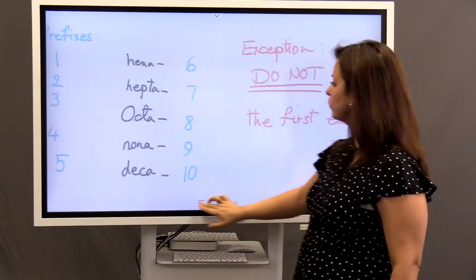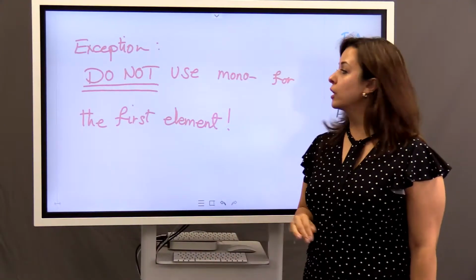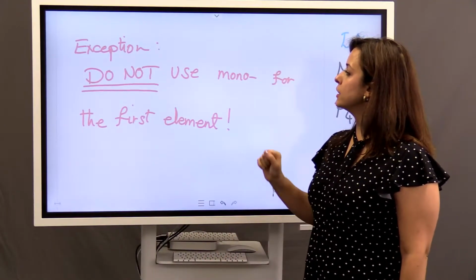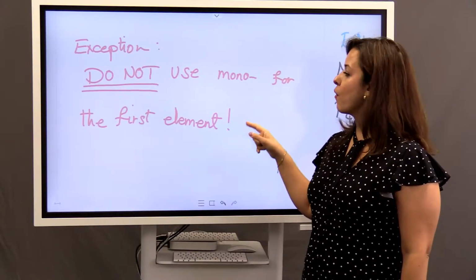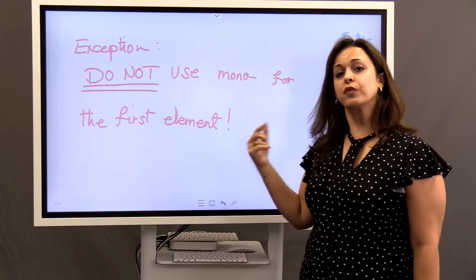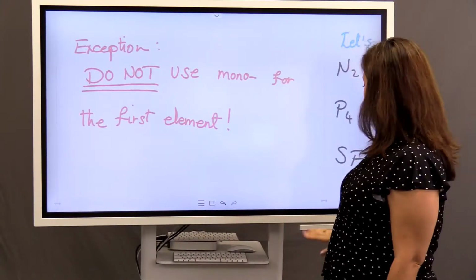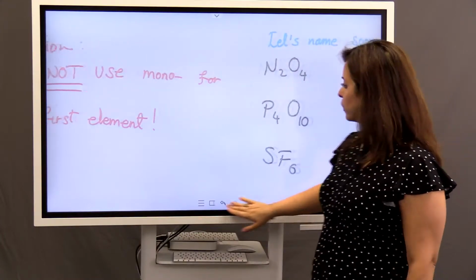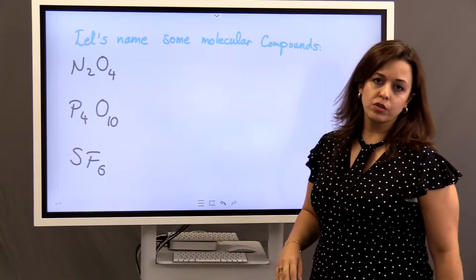So there is only one exception in naming molecular compounds, and it's that we never use the prefix mono for the first element. We use it for the second element, but we never use it for the first element. So let's try to name these compounds together, and then you will have an idea of how to name them.